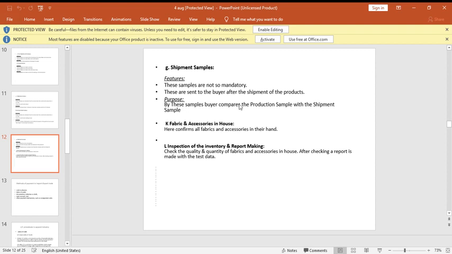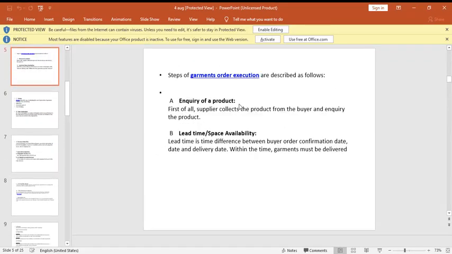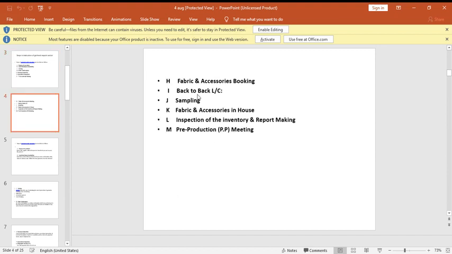So this is about the steps of the garments order execution. We have learned up to here: inquiry, lead time, space availability, costing, order confirmation, purchase order, payment terms, TNA. TNA is time and action calendar making. Then fabric and accessories booking, back to back L by C. L by C is letter of credit. Sampling and fabric and accessories in house, inspection of the inventory and report making, and pre-production meeting.